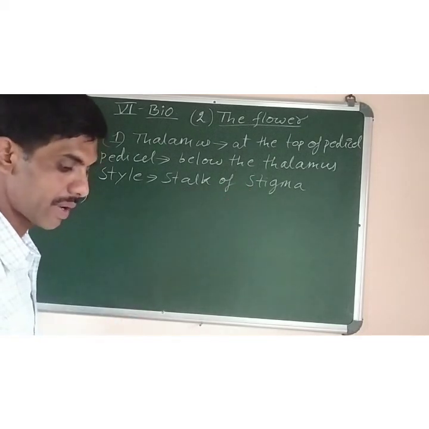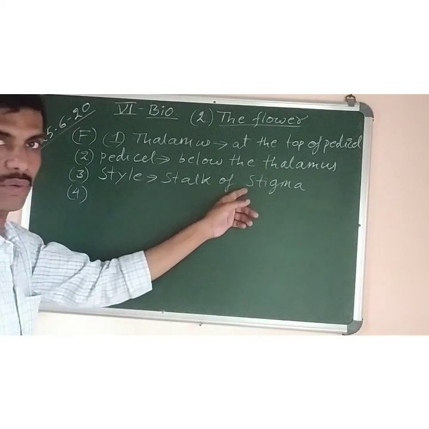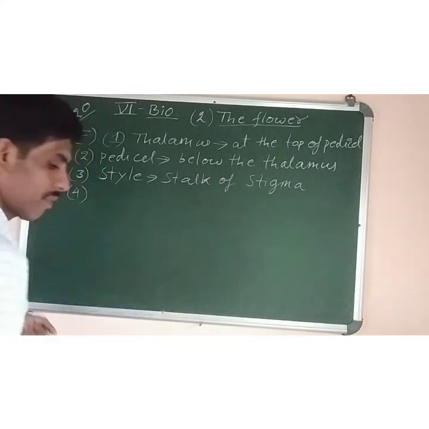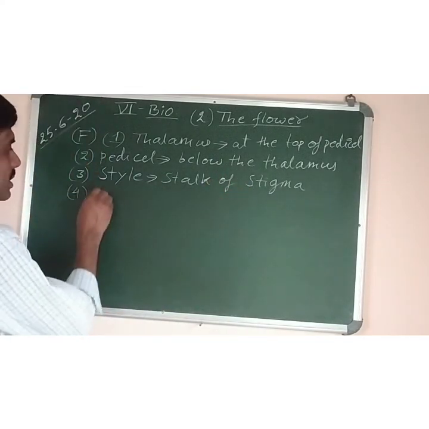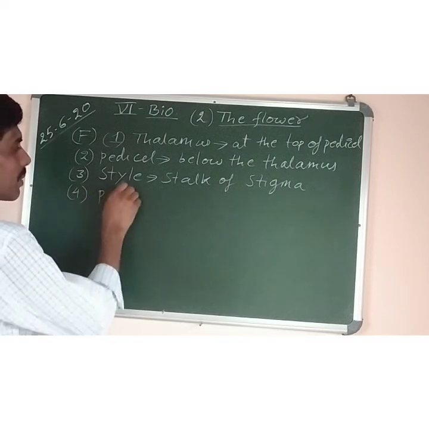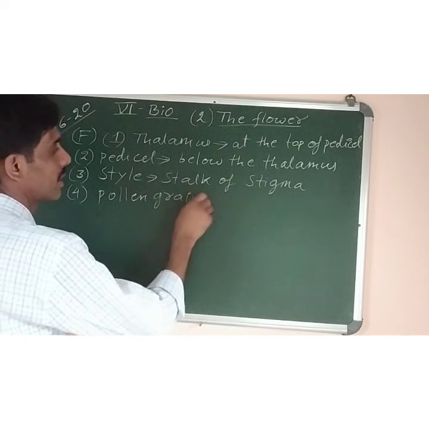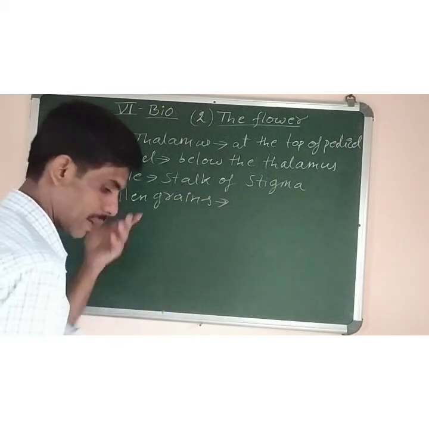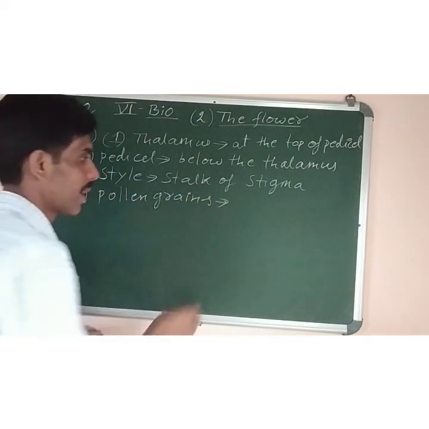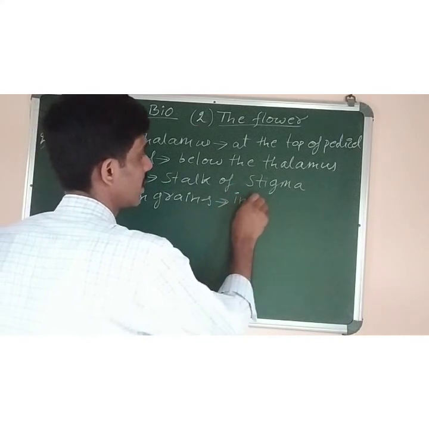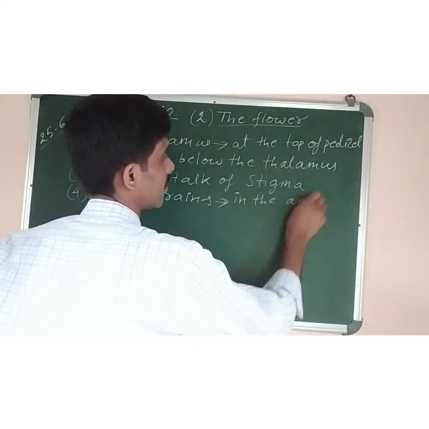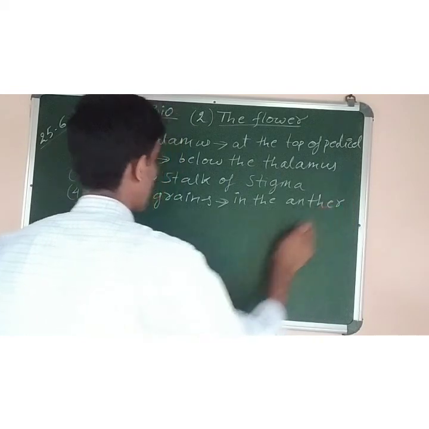It is given flower, so I have changed it into stigma. You also do the correction in your book. And number 4, it is pollen grains. Fourth question which is given is the location of pollen grains. And the choices which are given there in the answer, in the anther or in the stigma. So correct answer is in the anther. Pollens are present in the anther.